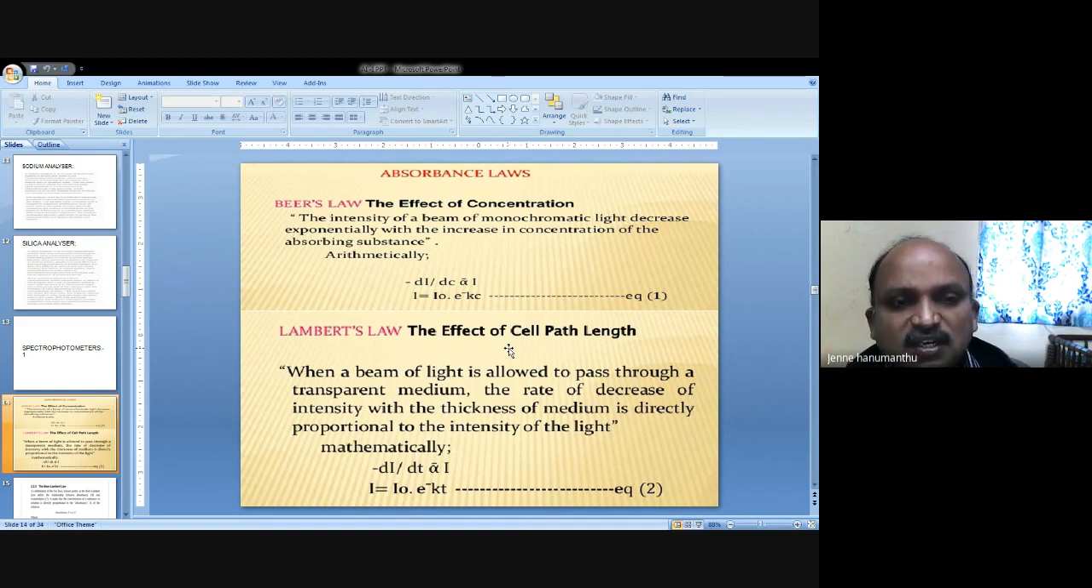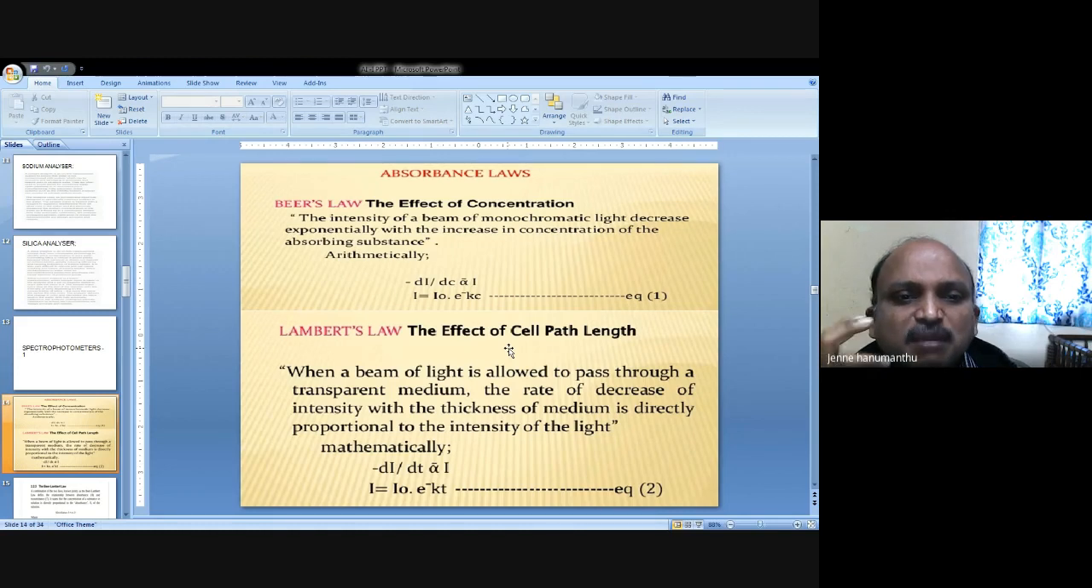See once again, the intensity of the beam of monochromatic light decreases exponentially with increasing concentration of the absorbing substance. So if concentration is high, intensity decreases. Why does the intensity decrease? Because maximum absorption is happening in the sample, so very little light is transmitted. That is called the decrease.